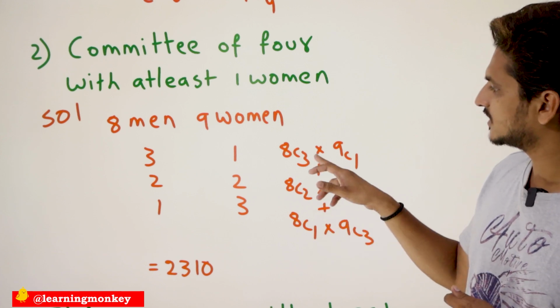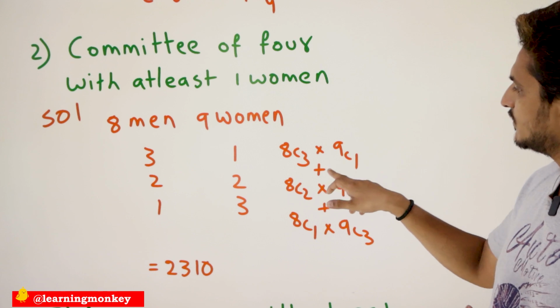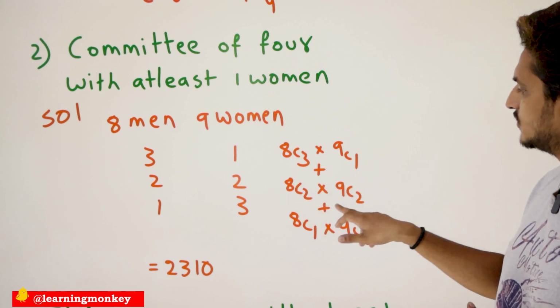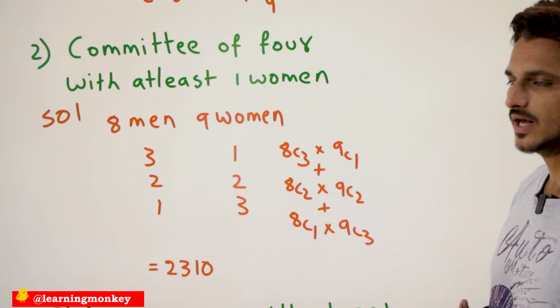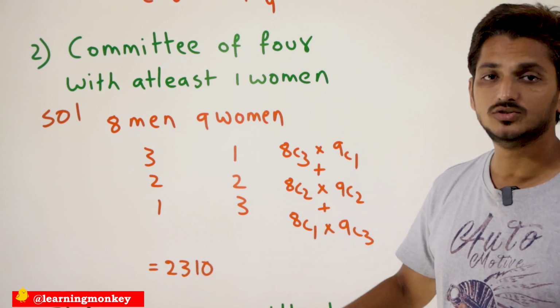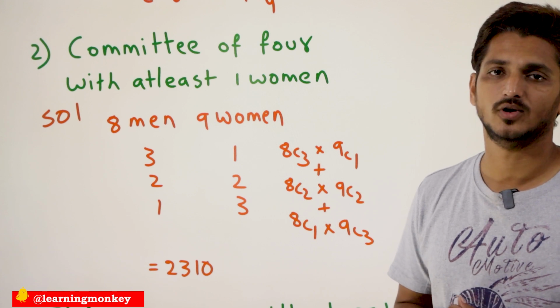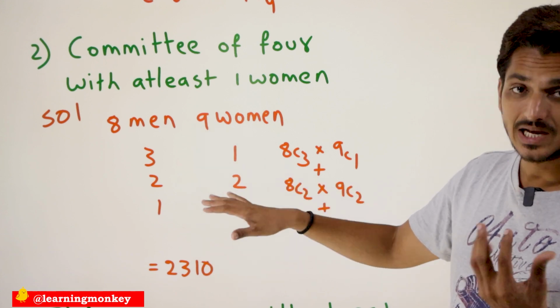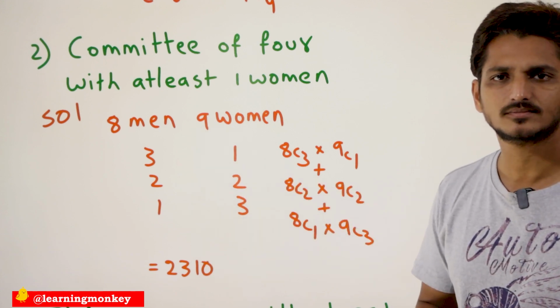So our total answer is 8C3 multiplied by 9C1 plus 8C2 multiplied by 9C2 plus 8C1 multiplied by 9C3. If you do the mathematics here, you are going to get a total of 2310 combinations in order to form a committee with at least one woman.